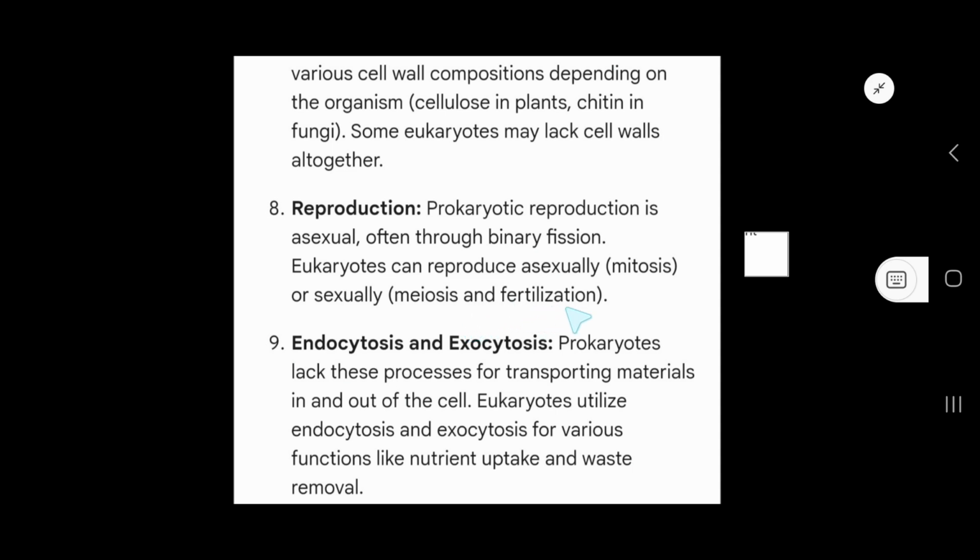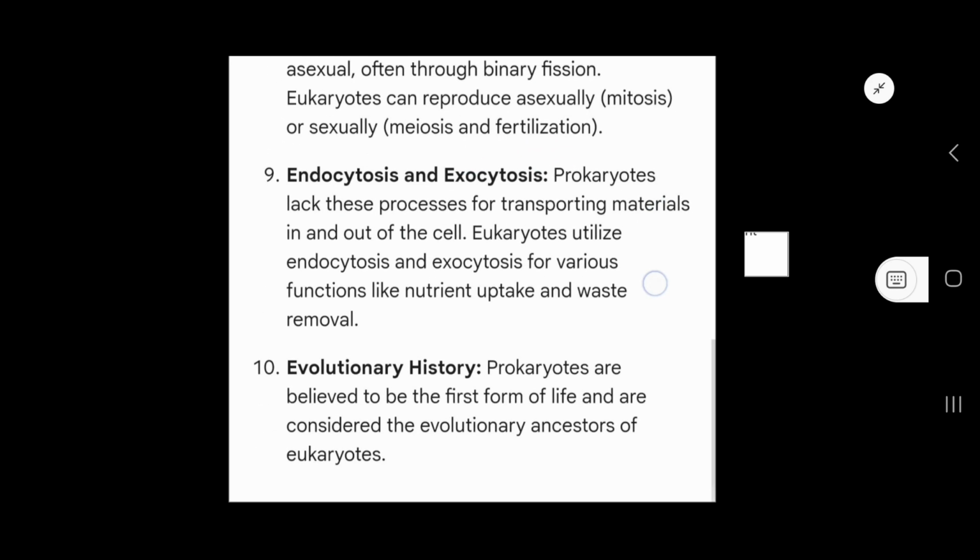9. Endocytosis and exocytosis. Prokaryotes lack this process for transporting materials in and out of the cell. Eukaryotes utilize endocytosis and exocytosis for various functions like nutrient uptake and waste removal.